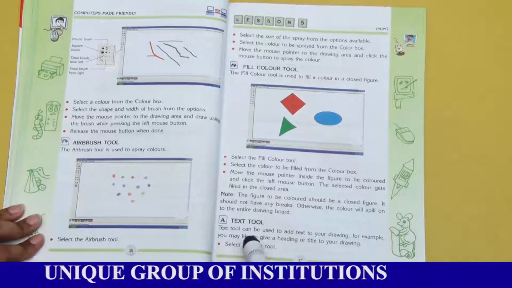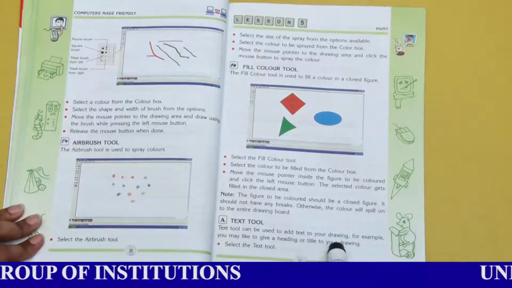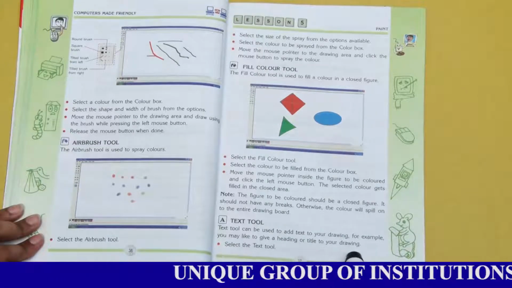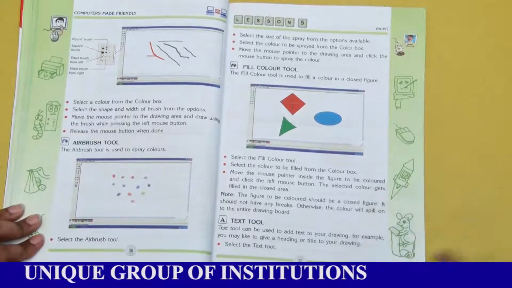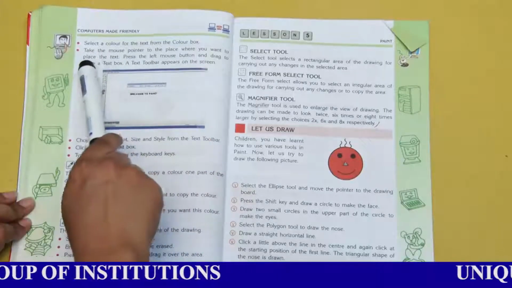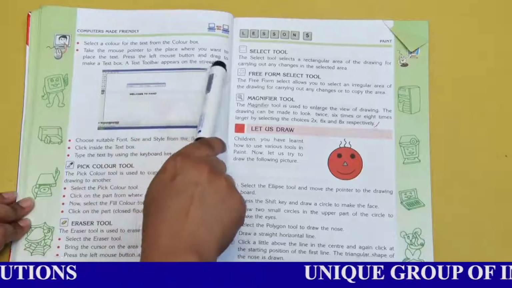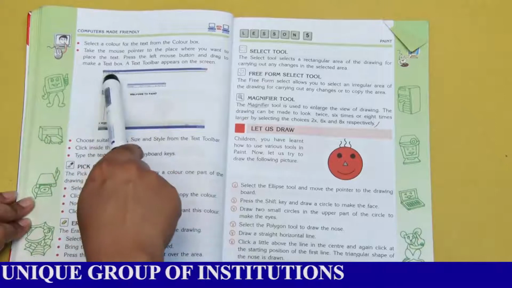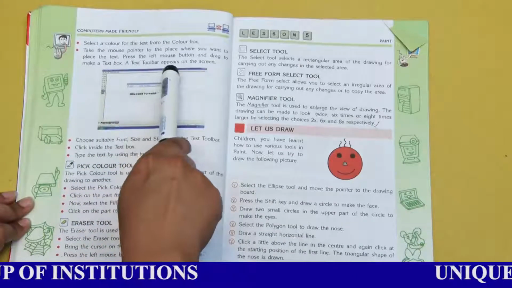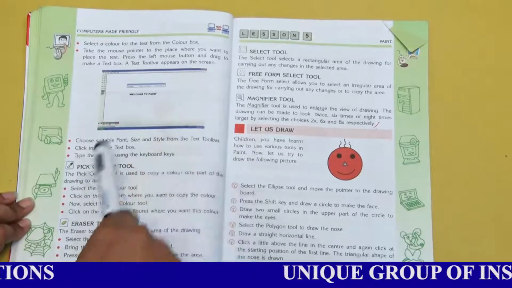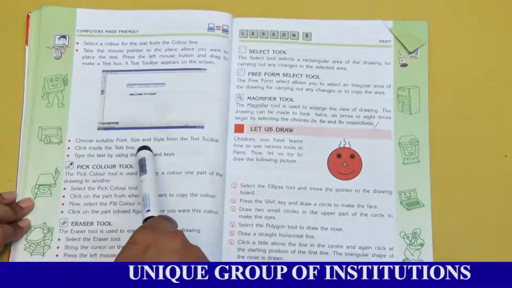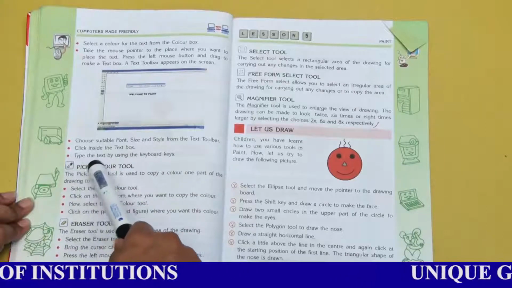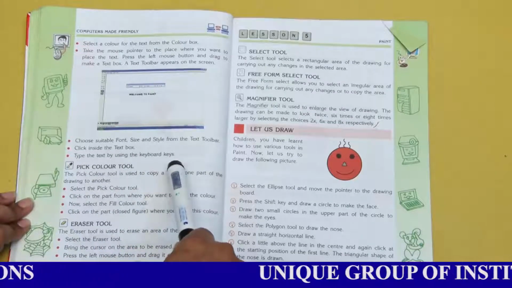Text tool. Text tool can be used to add text to your drawing. For example, you may like to give a heading or title to your drawing. Select the text tool. Select a color for the text from the color box. Take the mouse pointer to the place where you want to place the text. Press the left mouse button and drag to make a text box. A text toolbar appears on the screen. Choose suitable font, size and style from the text toolbar. Click inside the text box. Type the text by using the keyboard keys.